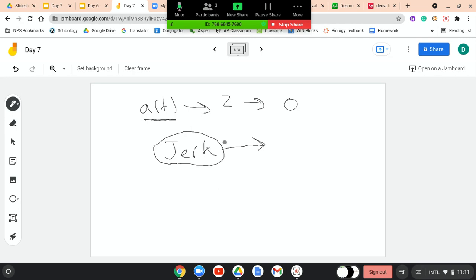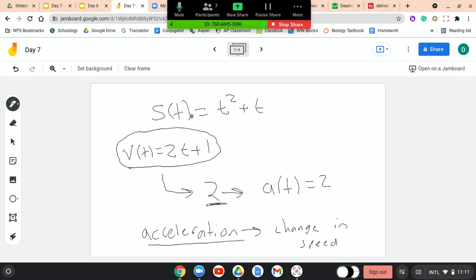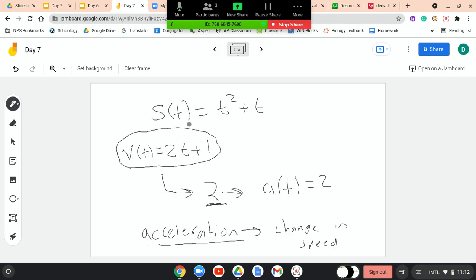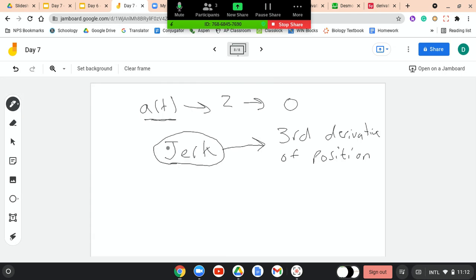If this is our distance traveled, our position as a function of time, do you see how jerk would be the third derivative of position? Because we took the second derivative of position, acceleration, and differentiated that one more time. So jerk is the third derivative of position. Does that make sense? And in this example specifically, if this function was how far I've traveled as a function of time, we just showed mathematically that my jerk is 0. I have a 0 jerk.